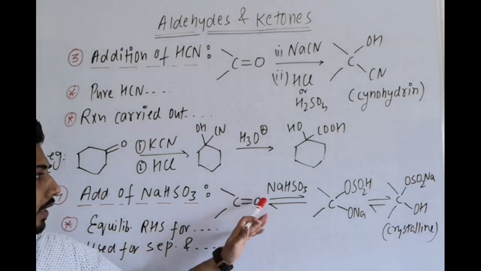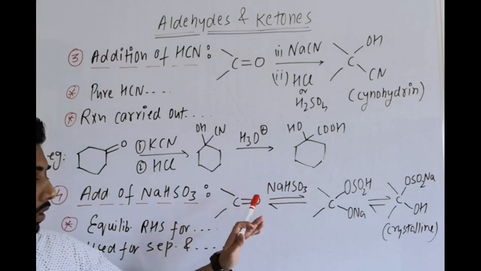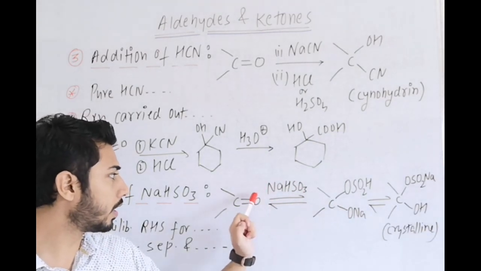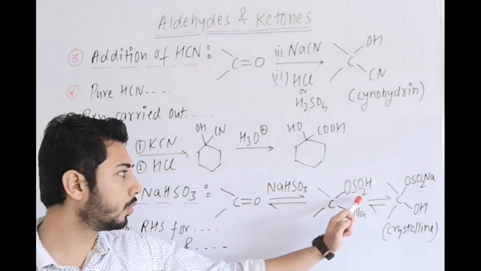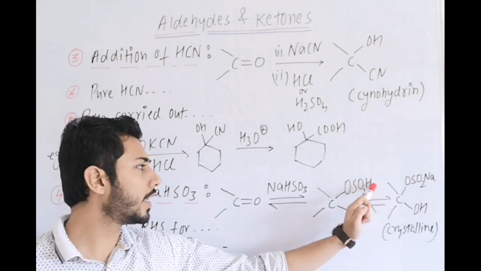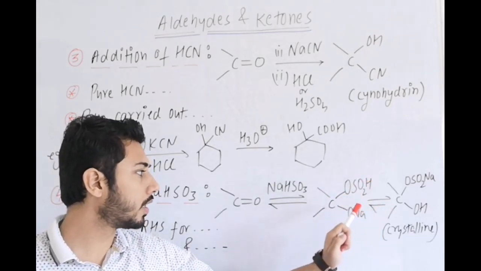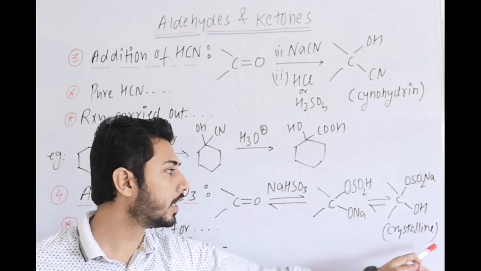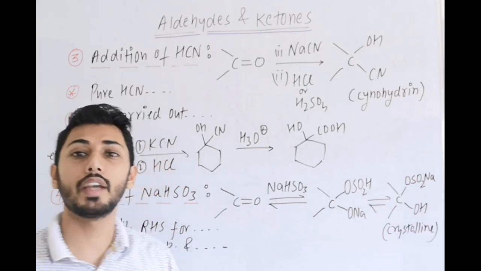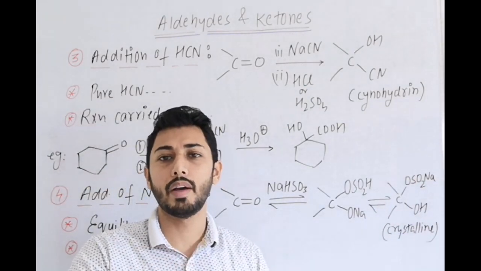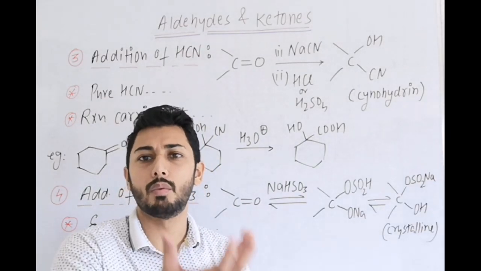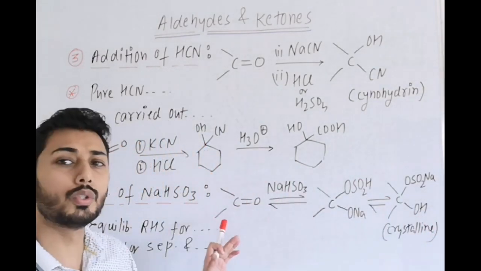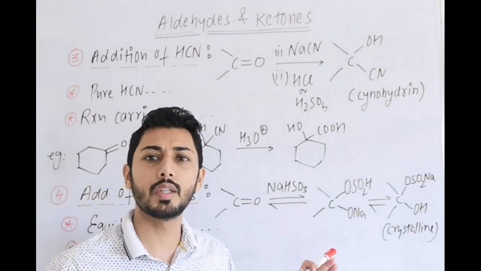Firstly understand this: O minus and OSO2H are formed. In short, it is nucleophilic addition, O minus Na plus, and the carbon is attacked by the oxygen of OSO2H. Then H plus is exchanged, it loses H plus and gains H plus, and forms OSO2 minus Na plus. This is a white precipitate, or rather a crystalline compound. So in sodium bisulfite addition to a carbonyl compound, a white crystalline substance is formed, which we can again convert back to the carbonyl group by acidic or basic medium hydrolysis.